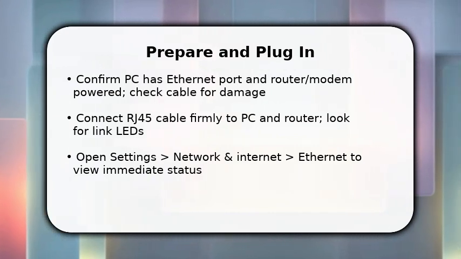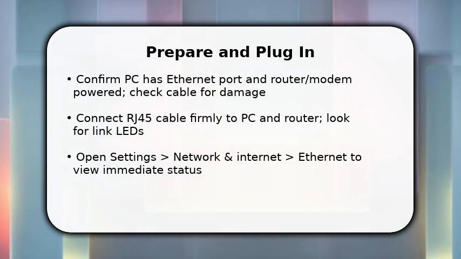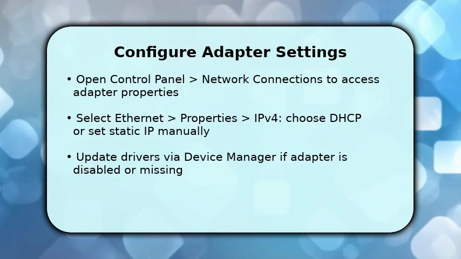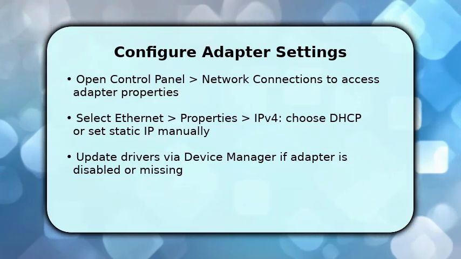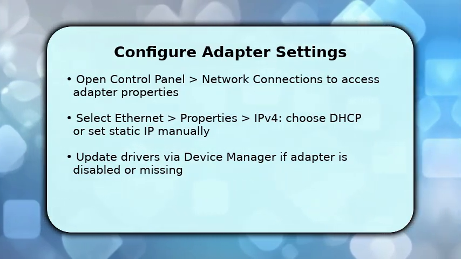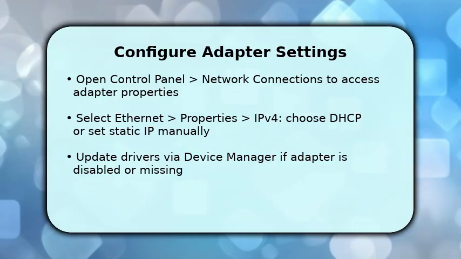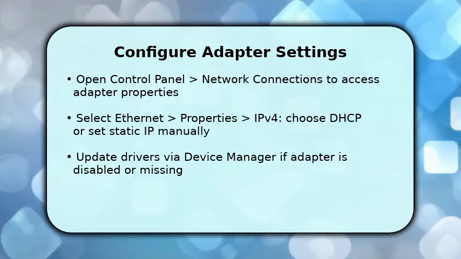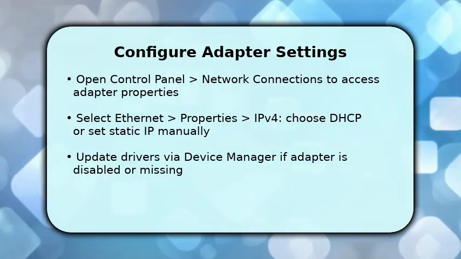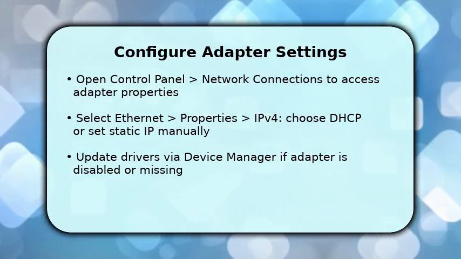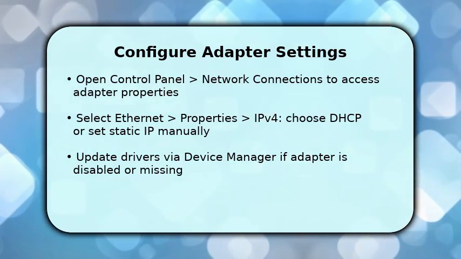Now configure the adapter. Open Control Panel or press Windows plus R then ncpa.cpl to reach network connections. Right-click the Ethernet adapter, choose Properties, then Internet Protocol Version 4 (TCP/IPv4). You can leave it on Obtain an IP address automatically, DHCP for most networks, or enter a static IP, subnet, gateway, and DNS if required. Make sure to update or reinstall the NIC driver in Device Manager.